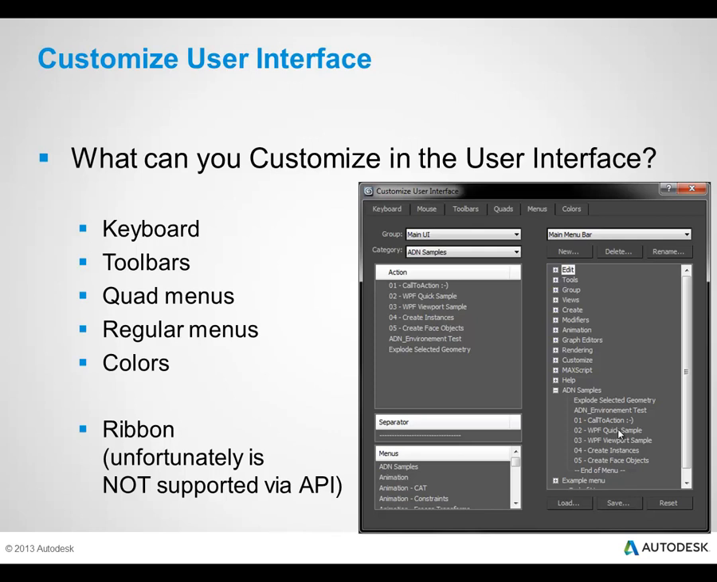And then in more recent versions of 3ds Max, they added the Autodesk ribbon, which is very prominent in the other products like AutoCAD and Revit and so forth. The ribbon is not heavily used in 3ds Max for the main user interface. But you can customize it from the ribbon customization tools, but there's no APIs for that. So people have kind of reverse engineered it and figured it out, but we don't support that directly.